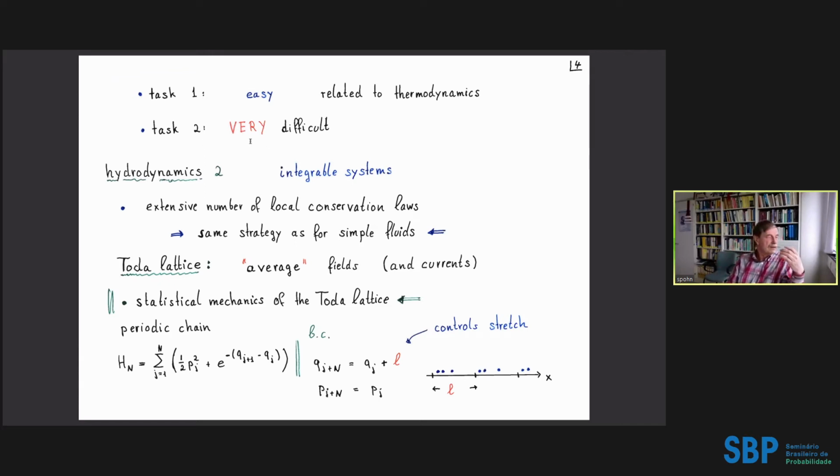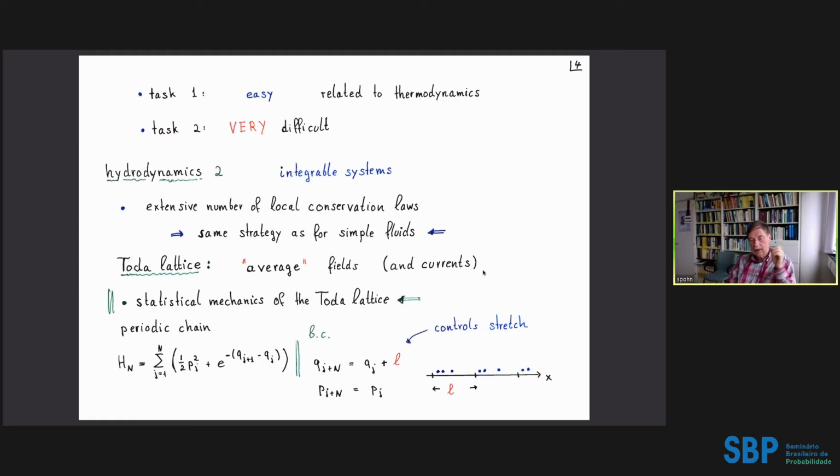There are other integrable systems, and actually there are some integrable systems for which this can be achieved, but in general, and certainly for the Toda lattice, there's no result whatsoever. And so in my talk, what I'm going to do is essentially talk about the statistical mechanics of the Toda lattice. Namely, I want to solve problem number 1. I want to compute the average currents and the average values of the conserved fields. So, the average fields and the average currents.